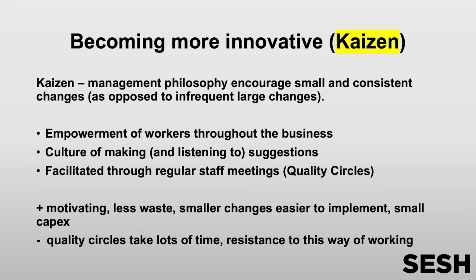Less waste. Smaller changes are easier to implement as opposed to larger changes. And therefore there's a smaller capex, meaning there's a smaller capital expenditure. If you're only making small changes, your general expenditure on machinery, for example, will be smaller. Quality circles take a lot of time, in terms of the fact that you may have to do quality circles each day as opposed to a weekly meeting. So that's taking up more time and may lead to you being slightly less productive. And also there may be a resistance to working in this Kaizen manner.